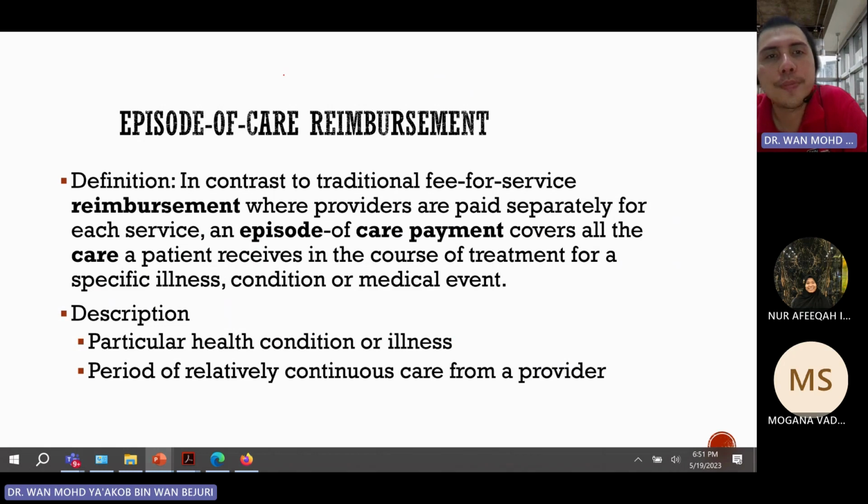For episode of care reimbursement, in definition, in contrast to traditional fee for service reimbursement where providers are paid separately for each service, an episode of care payment covers all the care a patient receives in the course of treatment for a specific illness, condition, or medical event. An episode is a particular heart condition or illness, a period of relatively continuous care from a provider.